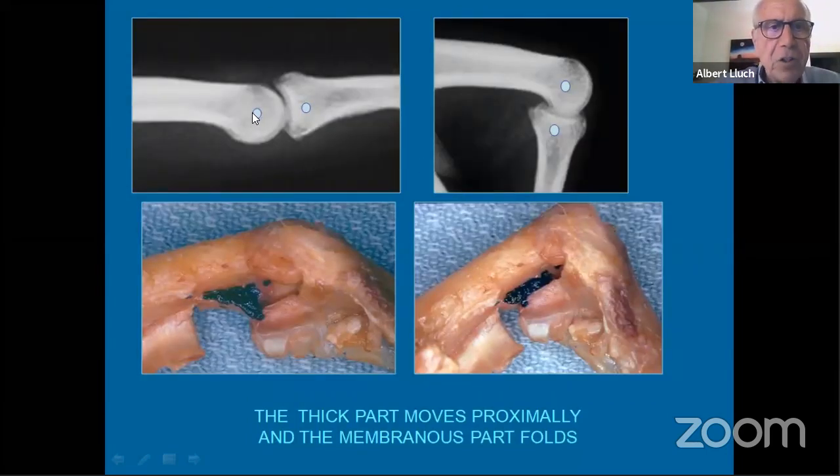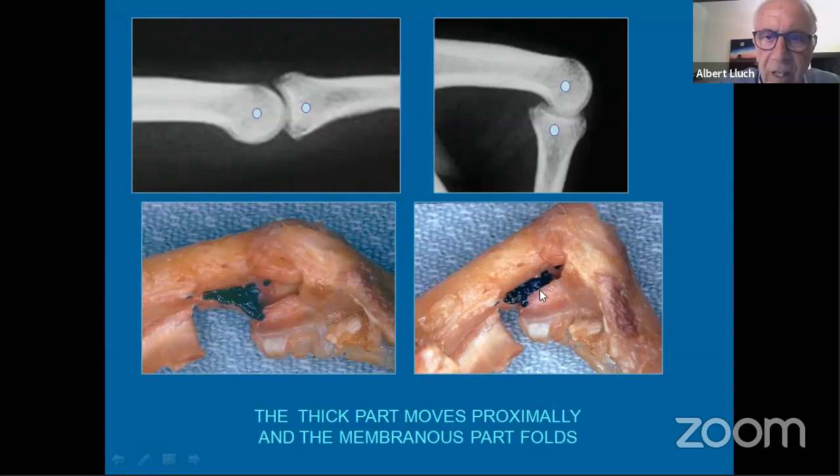And here we can see a joint, an X-ray in full extension and in full flexion. As you can see, the distance is exactly the same in flexion and in extension. So the collateral ligaments never change in length in the PIP joint. What happens is the membranous part, the arcuate ligament, falls on itself. This dot here, we think, corresponds to this one in full extension. And when we flex the joint, this dot is here, when it should be here.